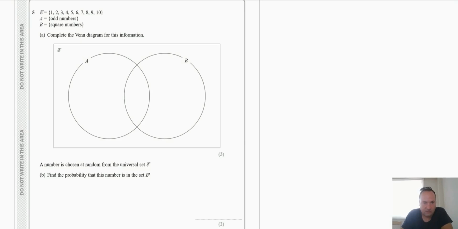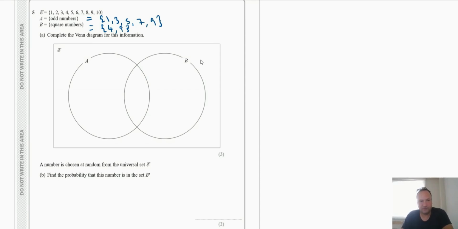we can see, can't we? Everything in the middle actually represents all the square numbers, which also happen to be odd. And the best thing to do here is to actually write out all the odd numbers from 1 to 10. So we can see that's 1, 3, 5, 7, and 9. And all the square numbers are going to be just 4 and 9, because they're the only two square numbers that fall between 1 and 10. So we can see that we can start with the middle.